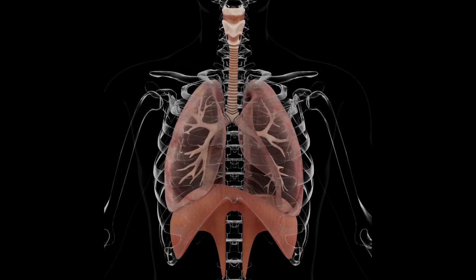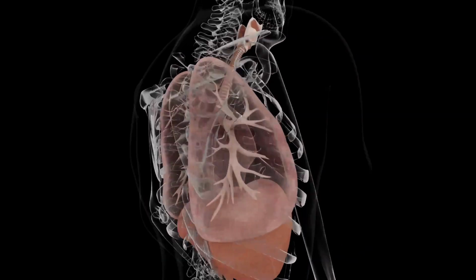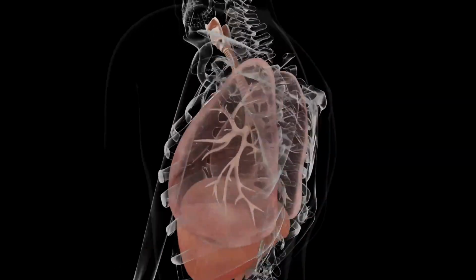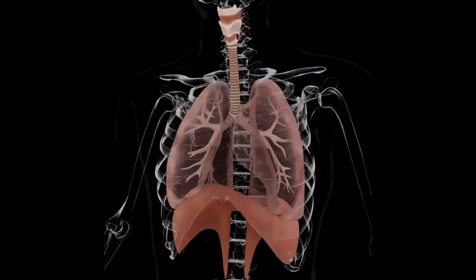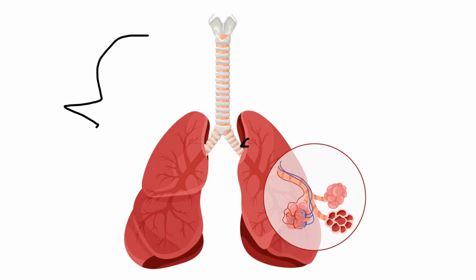Okay, guys, we're going to look at lung structure today. So, the upper part of the body is known as the thorax that you can see here, and it's within the thorax that we find the organs known as the lungs. And here is the thorax, this upper region.